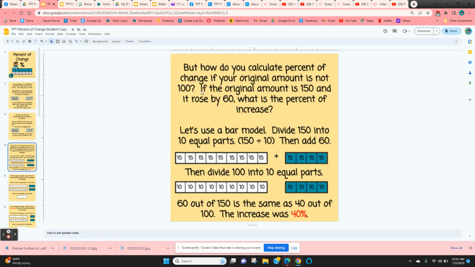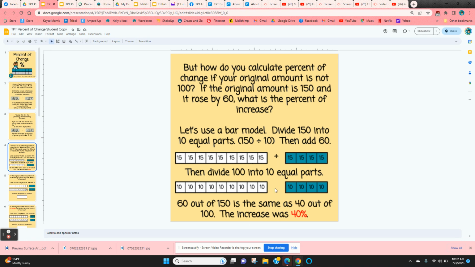So let's say that our original number was 150 and it rose by 60. What percent did it increase? Okay, we're going to have two bar models here. Out of 10 equal parts, this is our 150, that was our original number. If we divide it into 10 equal parts, then each part will be 15. It increased by 60, so how many 15s would be 60? That would be 4. 4 times 15 would be 60. So we have 150 plus 60.